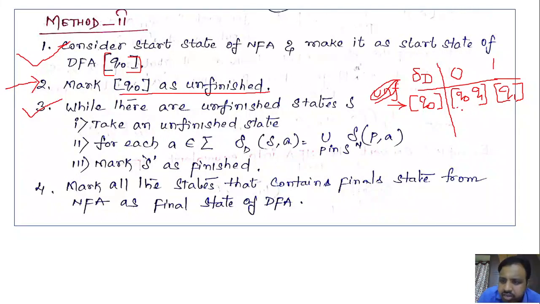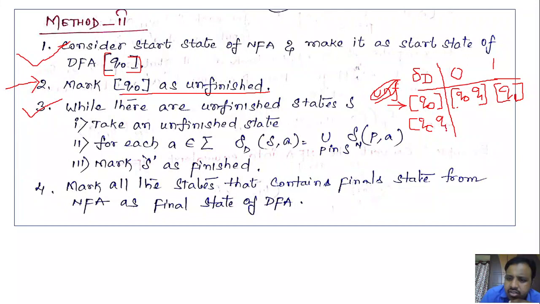Now you have to identify the states for which we haven't specified the transitions yet. One is Q naught Q1, and also for Q1 we haven't specified any transition. So select any one of these states and mark it as unfinished, say Q naught Q1.